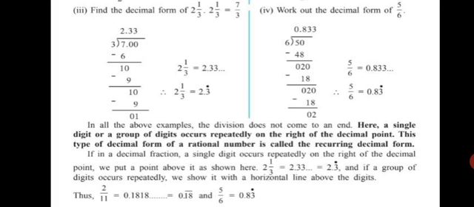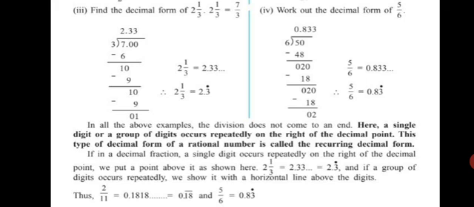And if a group of digits occurs repeatedly, we show it with a horizontal line above the digits. Thus 2/11 is equal to 0.1818..., how do we write it? 0.18 with a horizontal line above 18 only, saying that 18 is repeated again and again. And 5/6 is equal to 0.83 with a dot on top of 3, because only 3 is repeating. So if a single digit repeats, you put a dot. If more than one digit repeats, you write those digits and put a horizontal line on top of them.